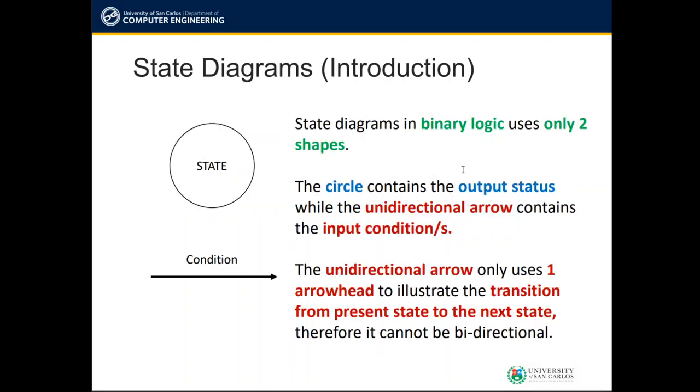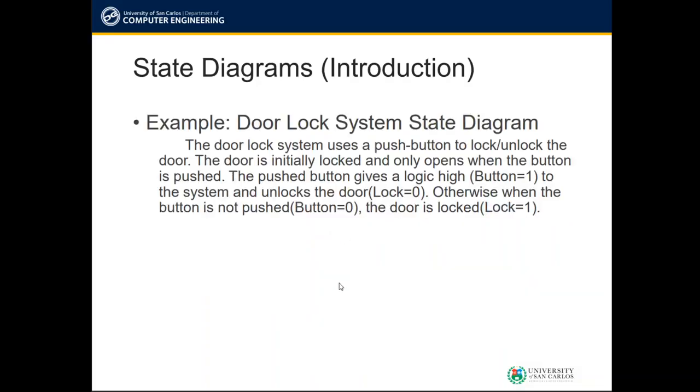Since in the state diagram here we first draw the circle, what are the output states of your diagram? In that case, lock 0 and lock 1 are your circle states. So this is one state and then another state: the door is not locked, the door is locked.